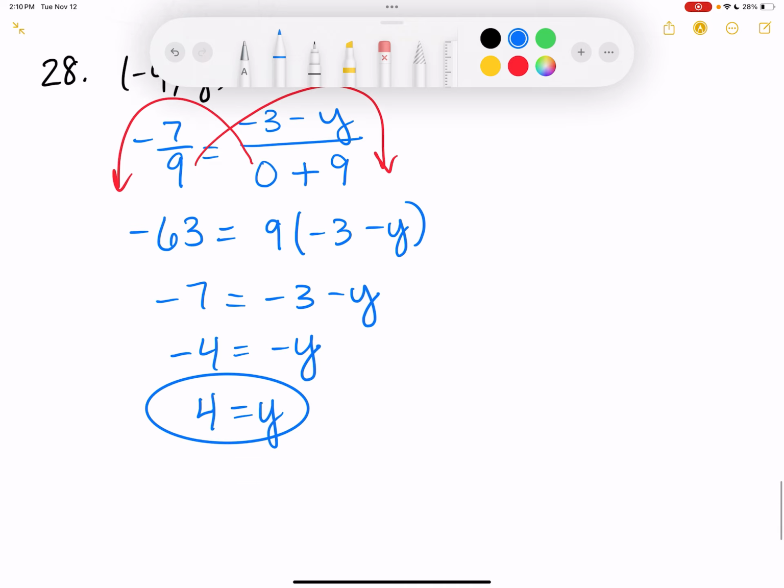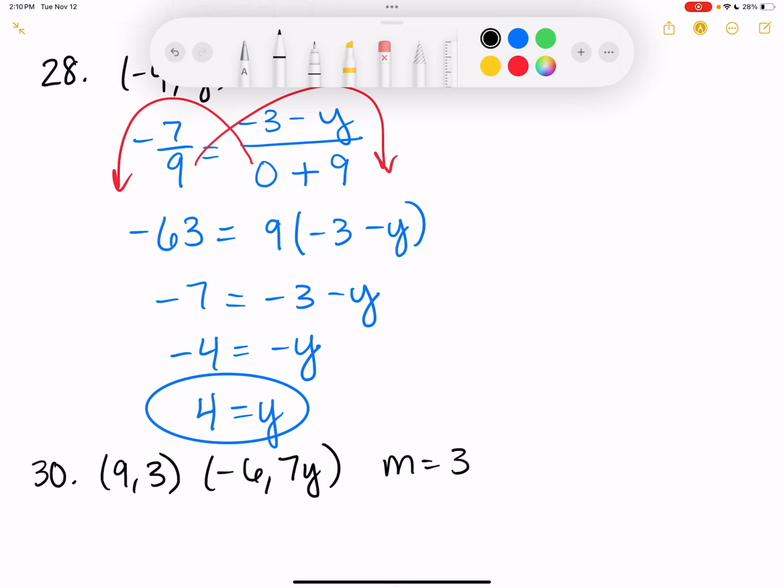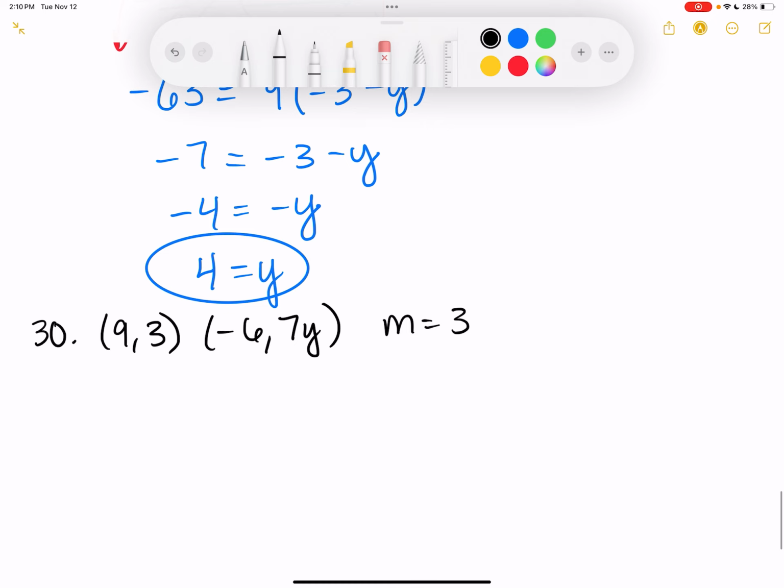I'm going to do one more. 30. The points are (9, 3) and (-6, 7y). So this point is negative 6 and then 7y. And then m equals 3. So this one we have 3 equals 7y minus 3 over negative 6 minus 9.